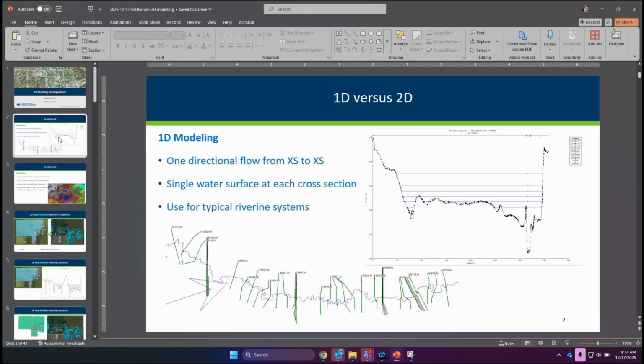So just to give a quick overview of the differences between what we call 1D modeling versus 2D modeling, I'm going to show a couple of slides here to try to make sure everyone's on the same page. Traditional modeling that's been going on since the late 70s is usually what we call 1D modeling, and it's 1D because it only goes one direction. It only flows downhill along the stream.